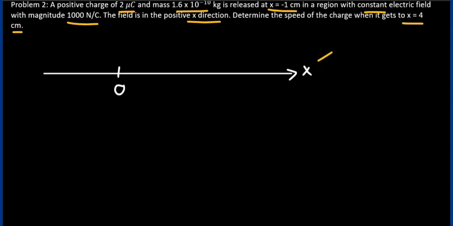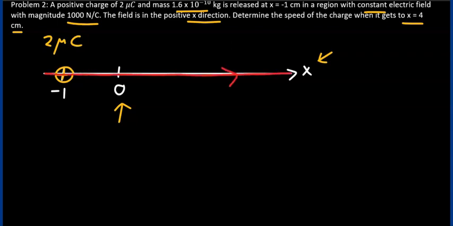So let's assume that's the x-axis, and that is the origin of the x-axis. So the positive charge is at the position x equals minus 1, right there. So this is where the positive charge is. The magnitude or the strength of that positive charge is 2 microcoulomb. Since the electric field is also along the x-axis, that is the direction of the electric field, and we can write its expression as 1000 i hat newton per coulomb.